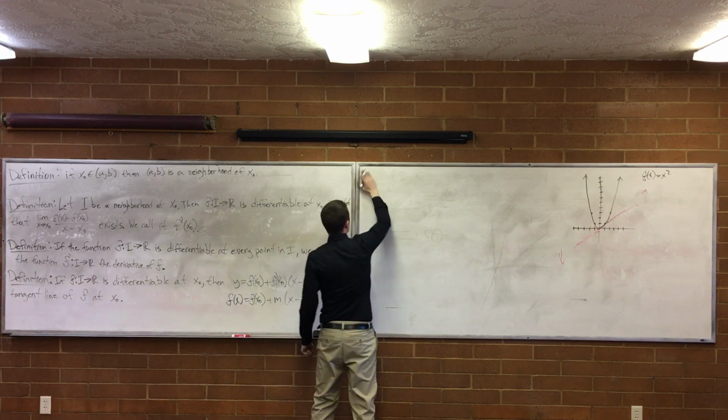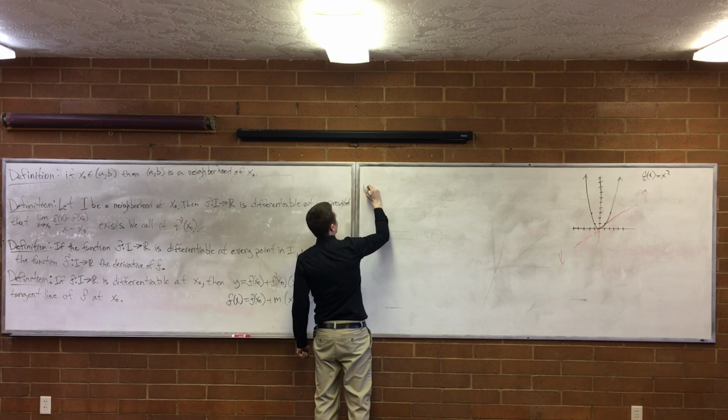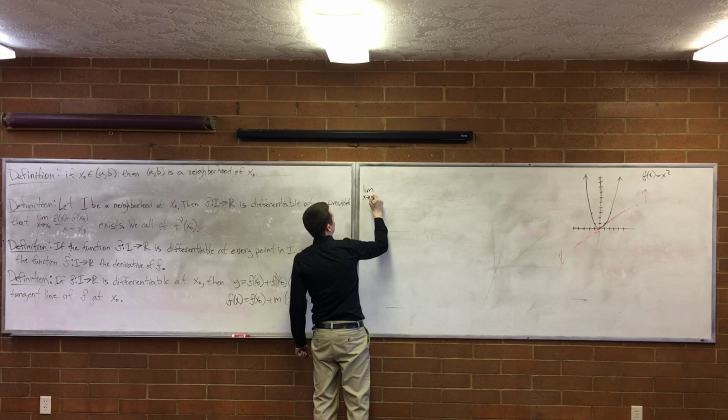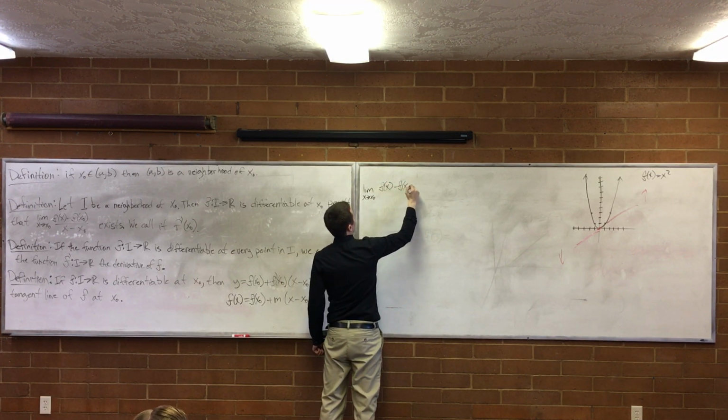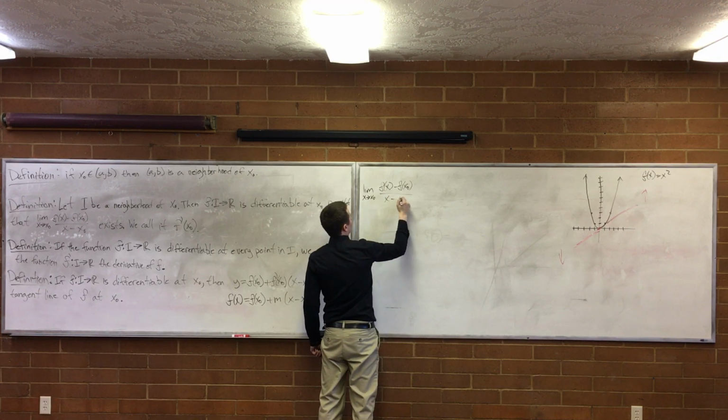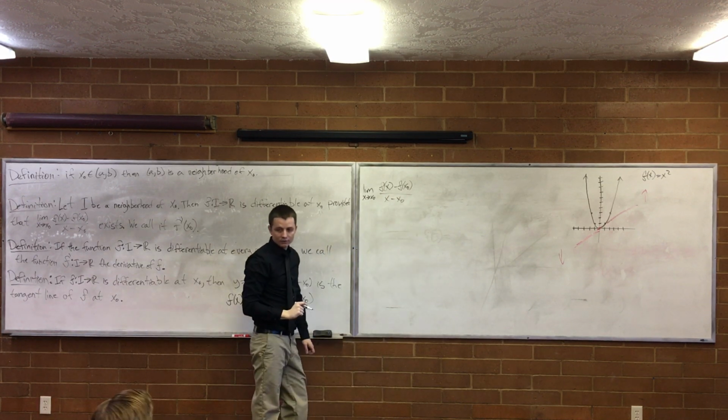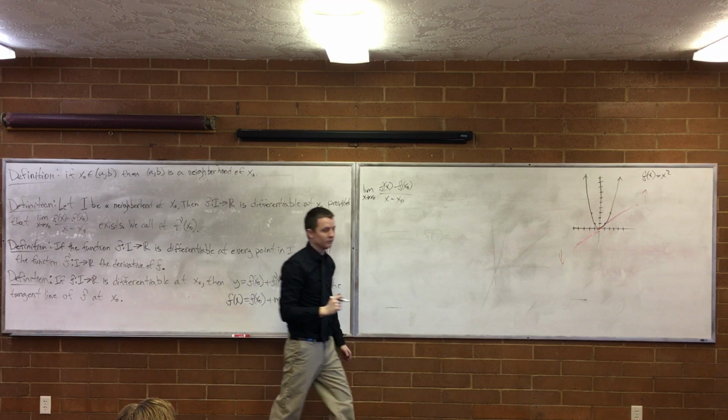Now let's find it. So we are finding the limit as x approaches x naught of f of x minus f of x naught over x minus x naught, right? Okay. This is what f prime of x is going to equal.